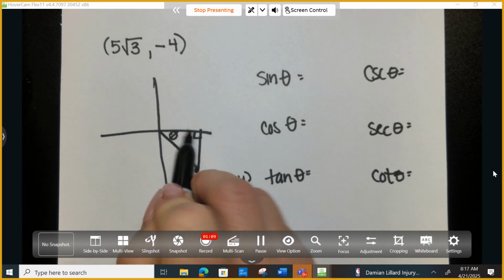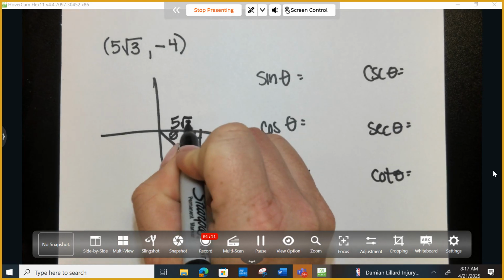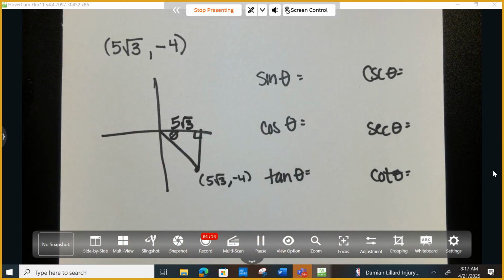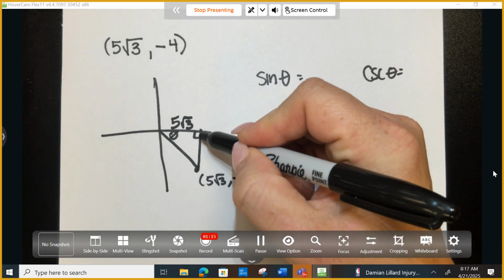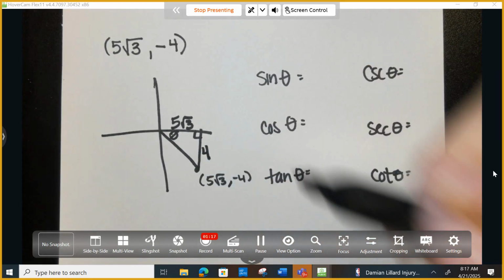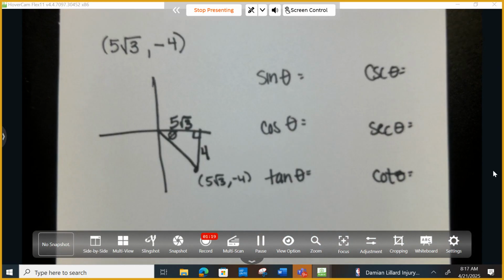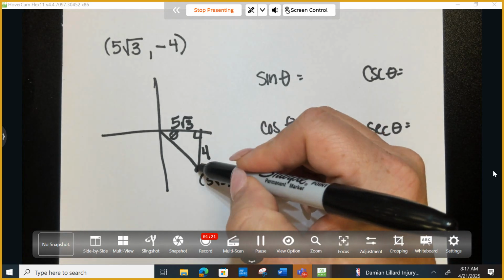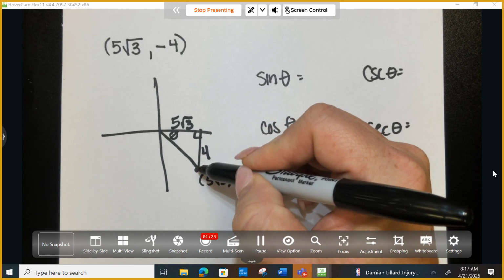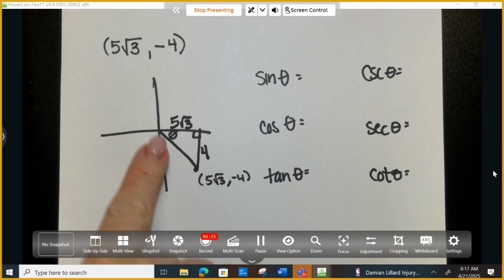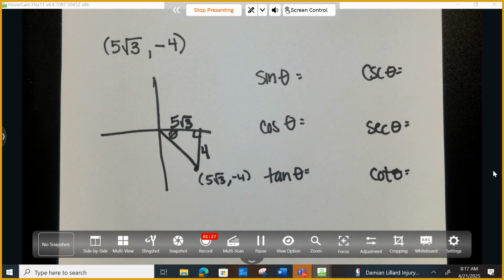This is a length of 5 square roots of 3. Remember, lengths are distances which are always positive. This is a length of 4. And a lot of students ask, well, why is it not -4? The negative sign told me to drop down, but the distance I go down is only 4. So how do I figure out this third side that's missing? Well, I'm going to use the Pythagorean theorem.